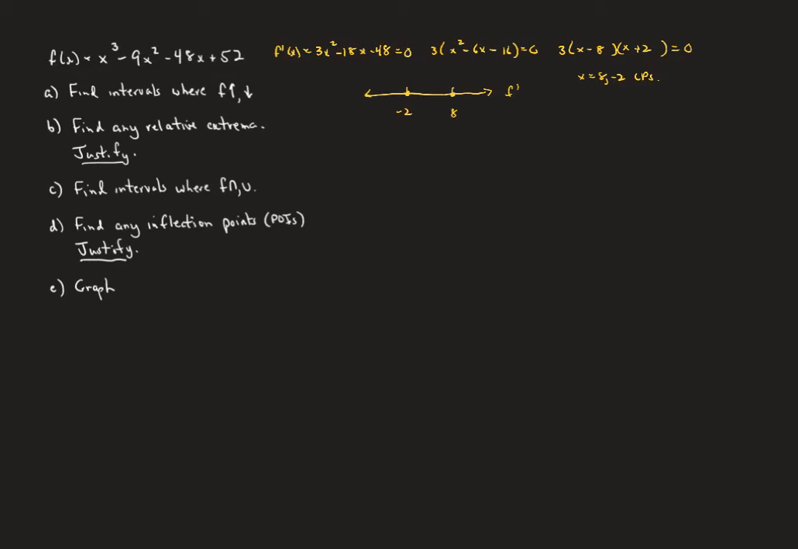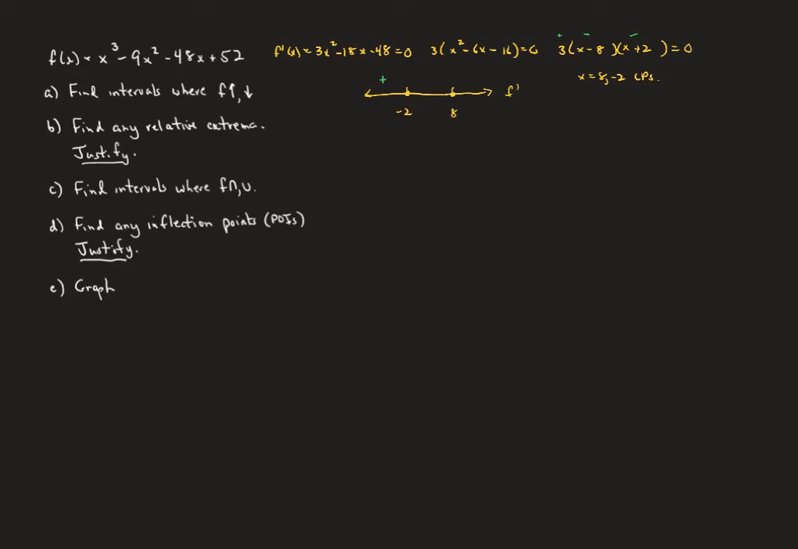We're going to test the far left region. So if we plug in something like a negative 3, this is always positive. A negative 3 minus 8 is negative. A negative 3 plus 2 is also negative, and the product of a positive, negative, and a negative is positive, so our derivative is going to be positive to the left of negative 2.